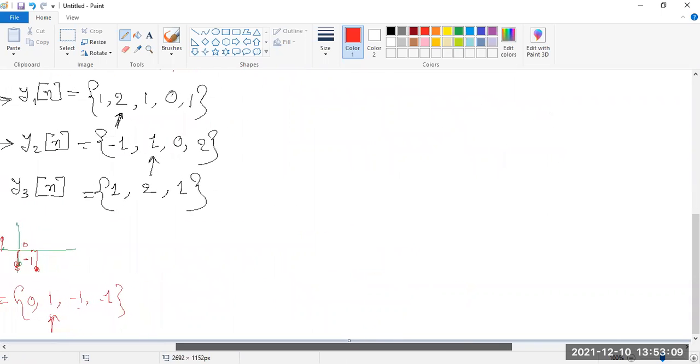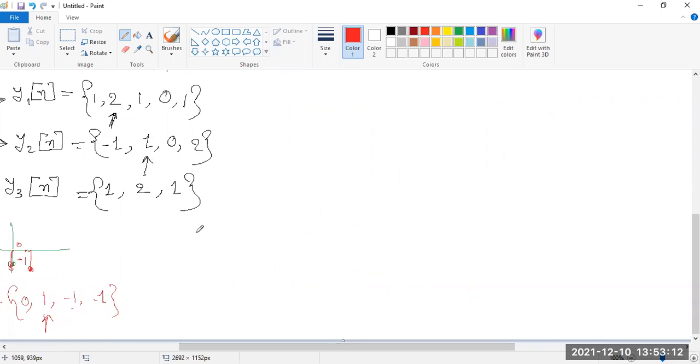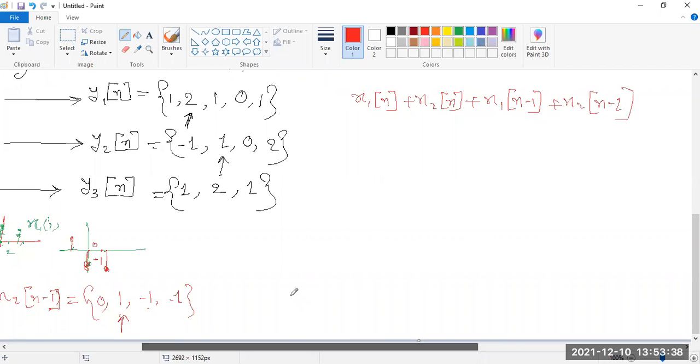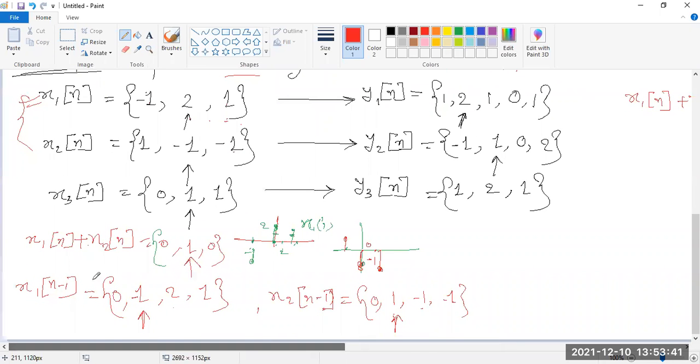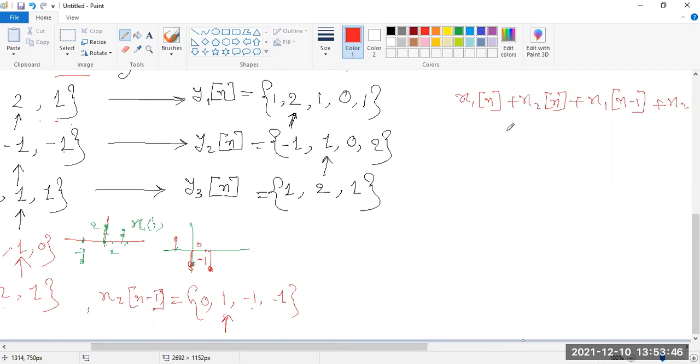You can get by using this. If I add all these things, that means x1[n] plus x2[n] plus x1[n-1] plus x2[n-1]. So what happens? You can do this. Look, you have x1 and x2 given. So one by one I am writing this.